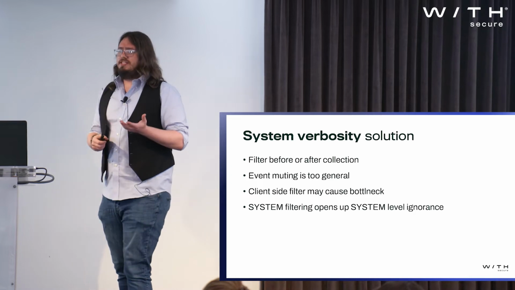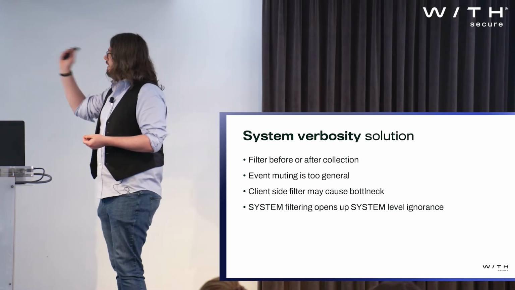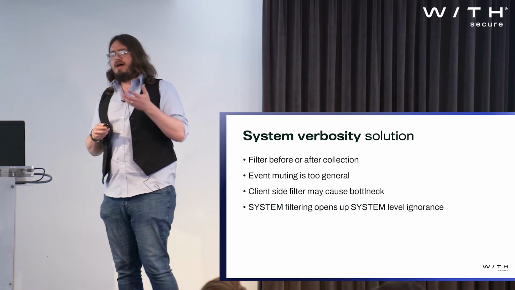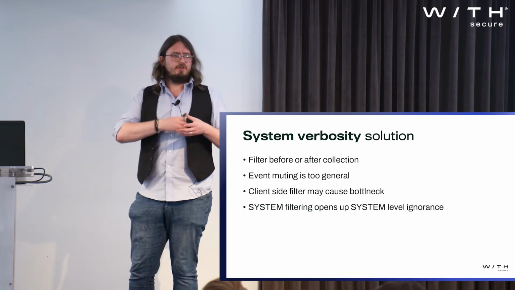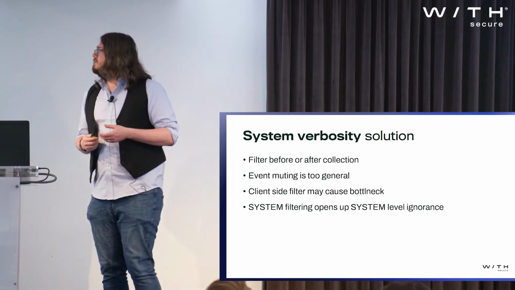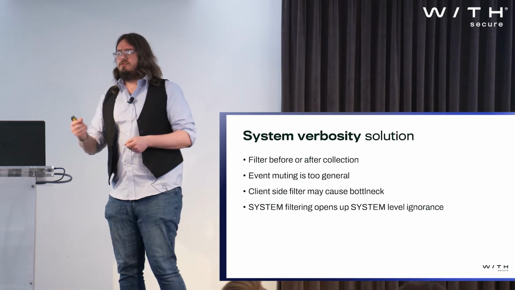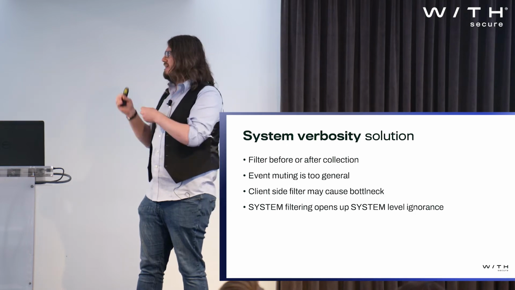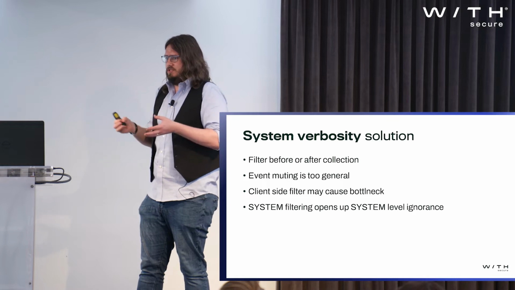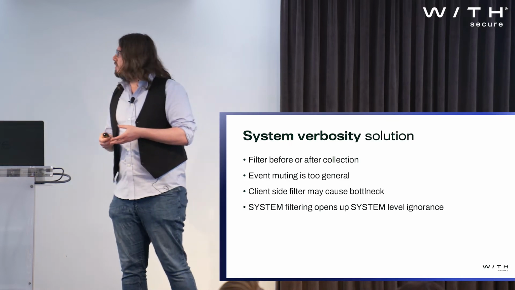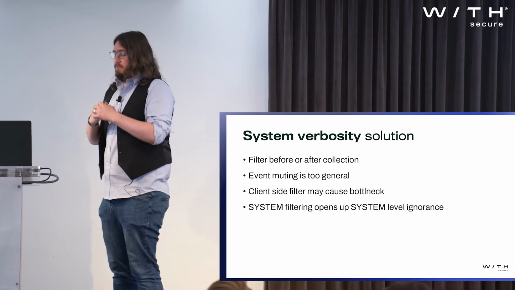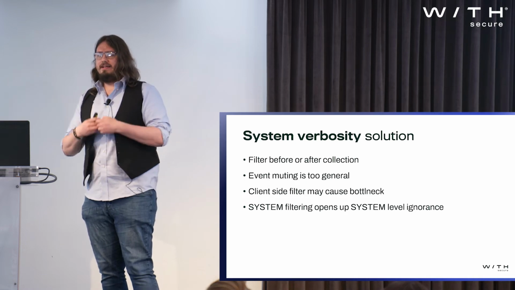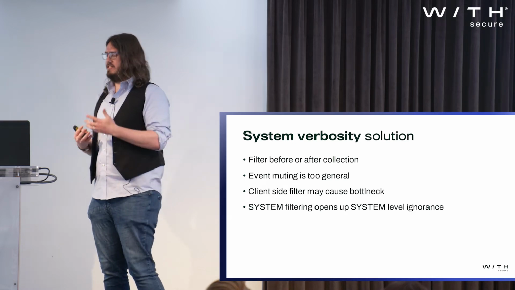So you have a choice, again, like with the previous problem, where you can either filter before or after collection. To filter before, you have to use event muting, because it's the only way to put filtering on the kernel side. Event muting, however, as I said, is too much of a sledgehammer and too general, so you either have to completely omit system-level processes in general, or you have to omit individual process instances, which are far too specific. It can lead to basically blocking out all system-level activity, which, if the system user is compromised on an endpoint, can lead to ignorance of that compromise, which in itself is dangerous.